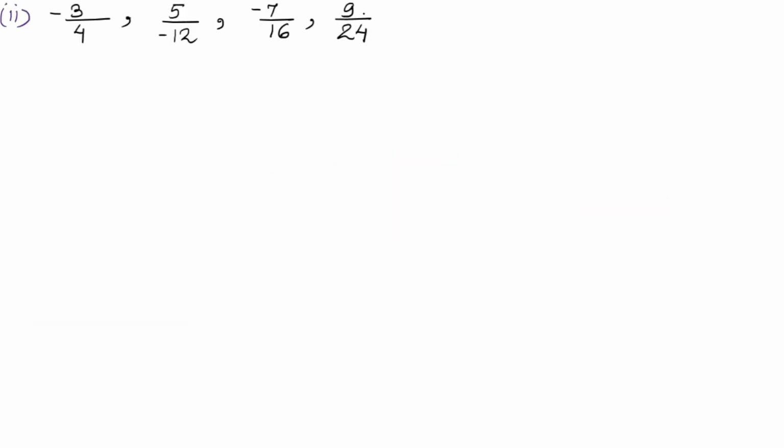Now let us do question number 2. Here also all the numbers in the denominator are different, and one of the denominators is a negative number. So I will just make it a positive denominator by sending the minus sign to numerator. So minus 3 by 4. Next number is minus 5 by 12. Next is minus 7 by 16, 9 by 24.